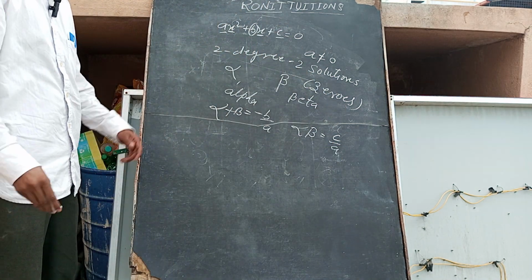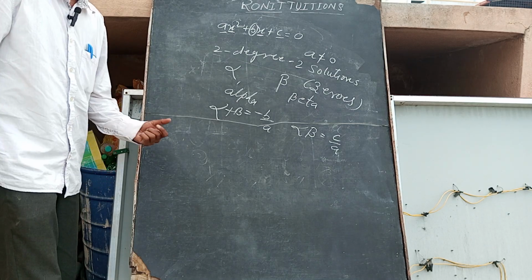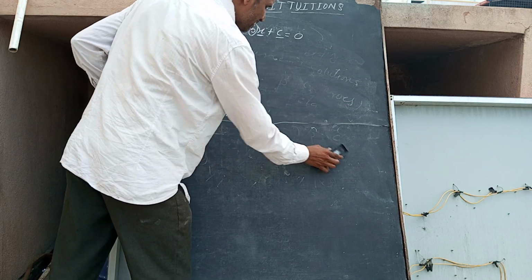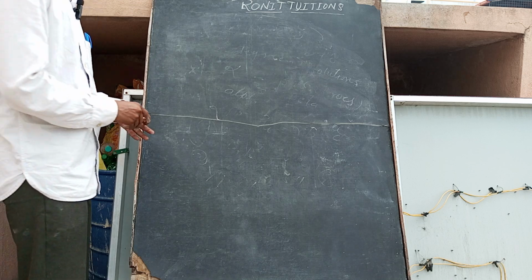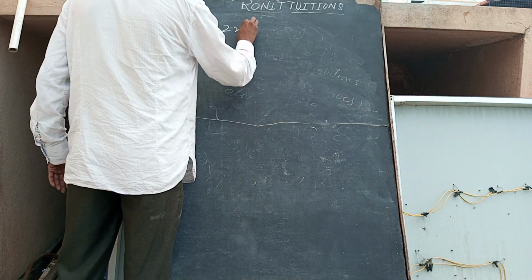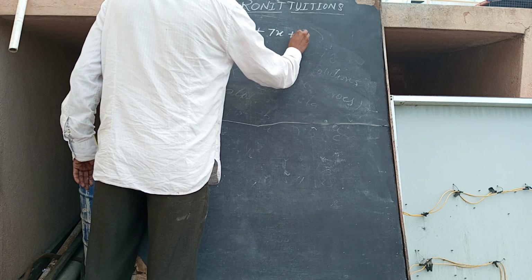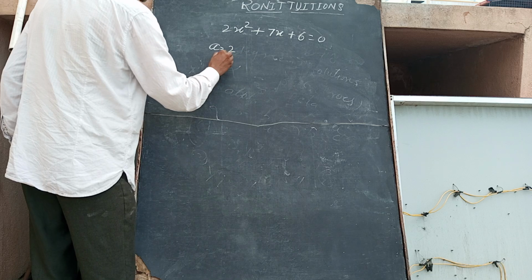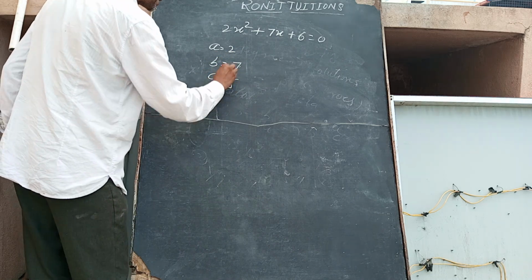Now suppose we are taking what is the a value, what is the b value. I hope you read in the 9th standard previous classes what is the value of a, b and c. Now I am taking one example. Suppose it is written 2x square plus 7x plus 6 is equal to 0. In that a is equal to what? 2. b is equal to what? 7. And c is equal to what? 6.